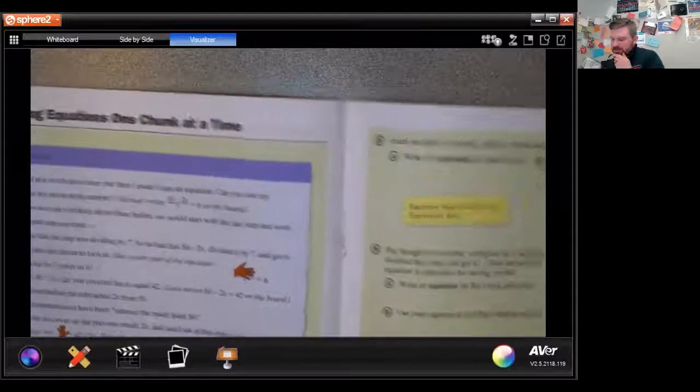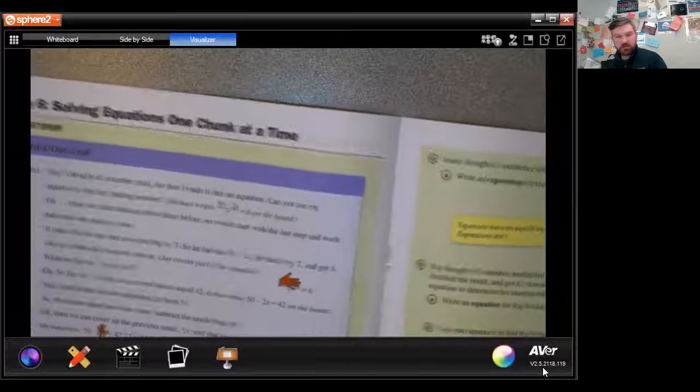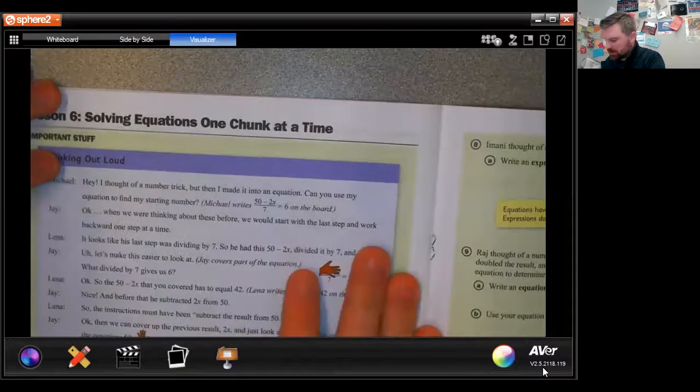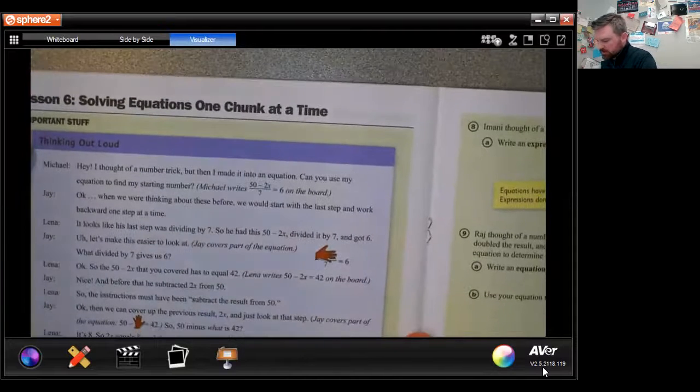Okay, so this lesson talks about solving the equation one chunk at a time. And I know we have solved some equations before, but now we're really moving into doing that full time with just hopefully looking at the equation. We start here with a think out loud.